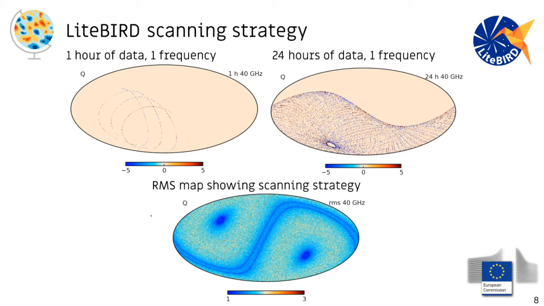So the bottom here is the RMS map for a whole year of data. And the blue, the lower value, means that this pixel has been hit more times, and the higher value means that it's been hit fewer times. So you can clearly see the scanning strategy of LiteBIRD in this map.